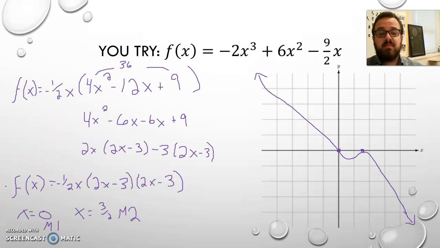All right, so here's my answer to this problem. So I went ahead and took out a GCF. I took out negative 1/2 x to leave me with this over here. I thought that would be easier, get rid of this fraction so I don't have to worry about it. Then I went ahead and factored this.